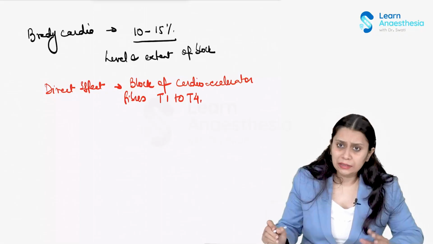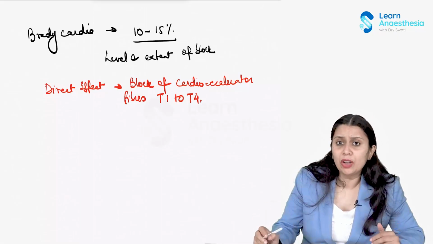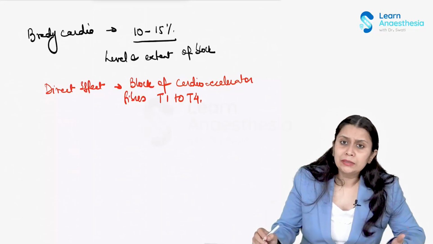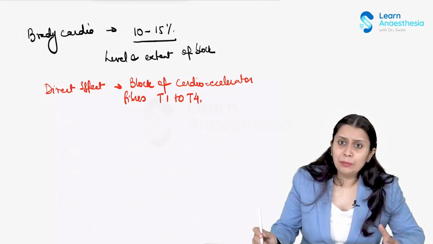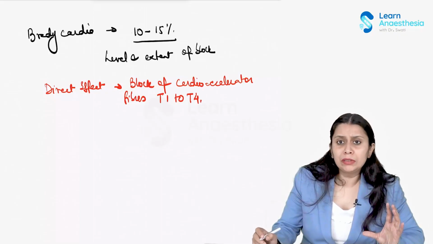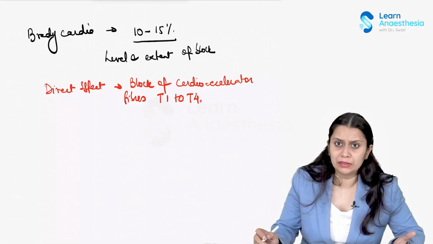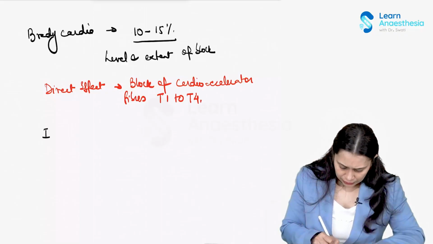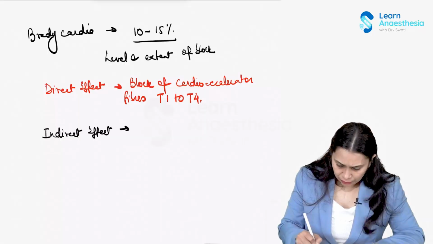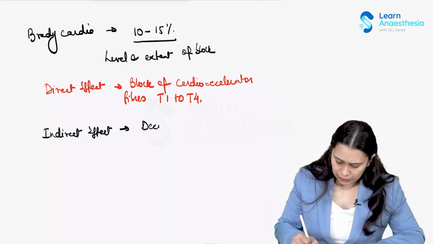See, this is the less common reason. The more common is the indirect effect. The indirect effect: because of hypotension, there is less venous return, less preload, right? And because of this, there is diffuse, less firing of the myocardial pacemaker cells, right? So indirect effect: decreased preload causes decreased output of the pacemaker cells.